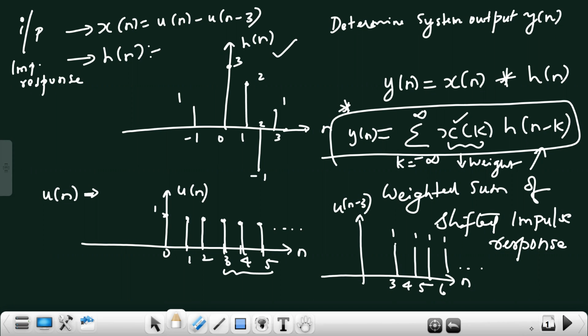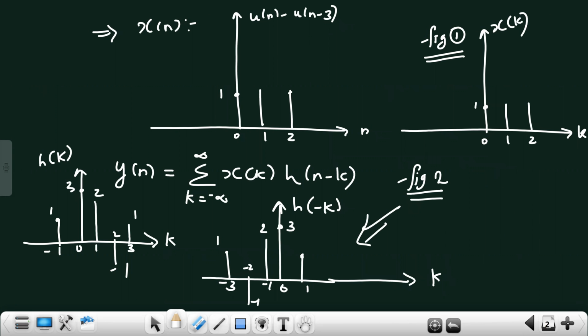But unfortunately, in the question, x of n is given in the form of an equation. So you need to plot that equation. So you have plotted u of n, then you have plotted u of n minus 3, then you have subtracted the two graphs so that you get x of n as shown in figure number 1. But in figure 1, we have plotted x of k. Why? Because as per the equation of convolution, you need x of k. So simply you have replaced n with k. Okay. Then you need h of k. So replacing n with k, you will get h of k. After that, you have taken the time reversal to plot h of minus k.